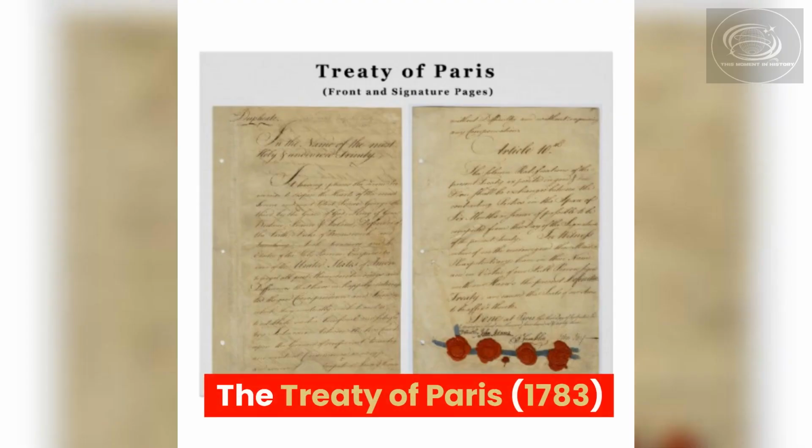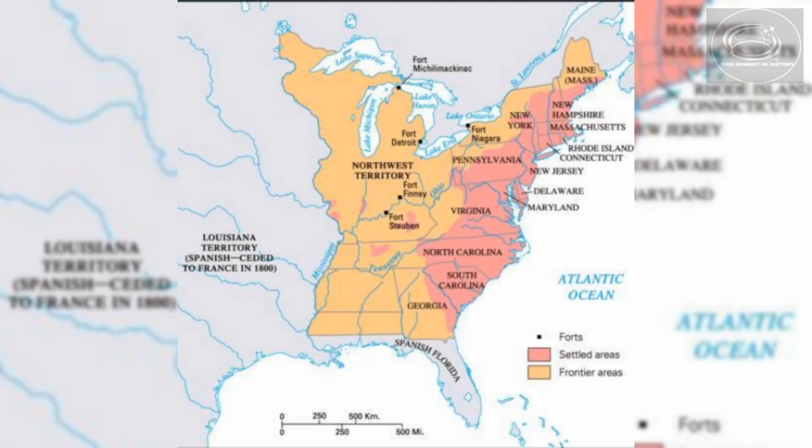The Treaty of Paris, 1783. The Treaty of Paris, signed in 1783, officially recognized the independence of the United States. The document outlined the boundaries of the new nation and marked the end of hostilities between the United States, Great Britain, and their respective allies.